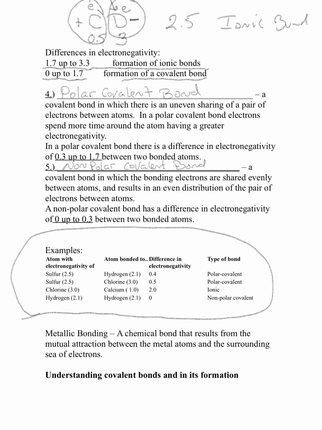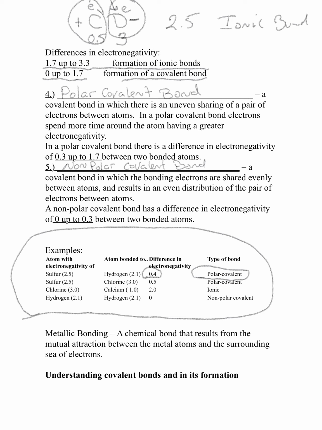Okay, sulfur has an electronegativity of 2.5. Hydrogen has an electronegativity of 2.1. If sulfur and hydrogen bond together, there's only a 0.4 difference in the electronegativity. As a result, you have a polar covalent bond. They're sharing valence electrons. However, the sulfur is going to have the electron near it more often than the hydrogen.